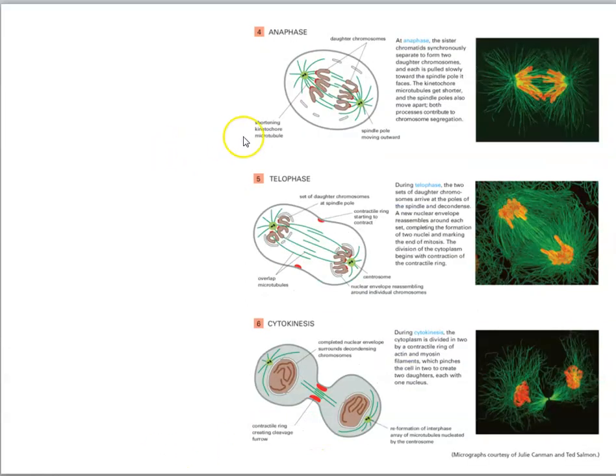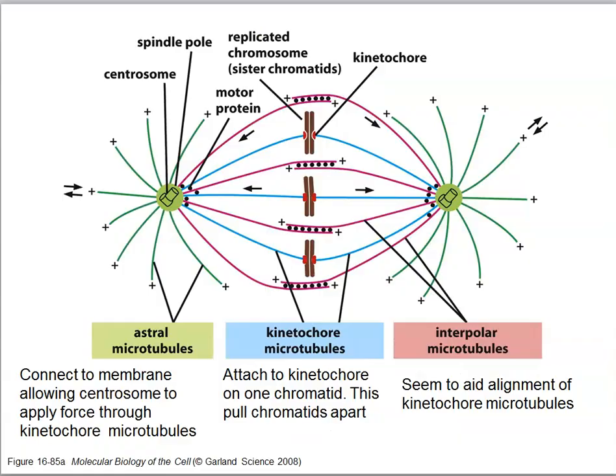So as we progress through to anaphase, you can see that we've got shortening of the kinetochore microtubules here, which are bound to the chromatids. Those are shortening and pulling the chromatids this way and the others this way. At telophase we've got complete separation of the chromatids and we're starting to get the cell ready for cytokinesis, which is where the two cells separate.